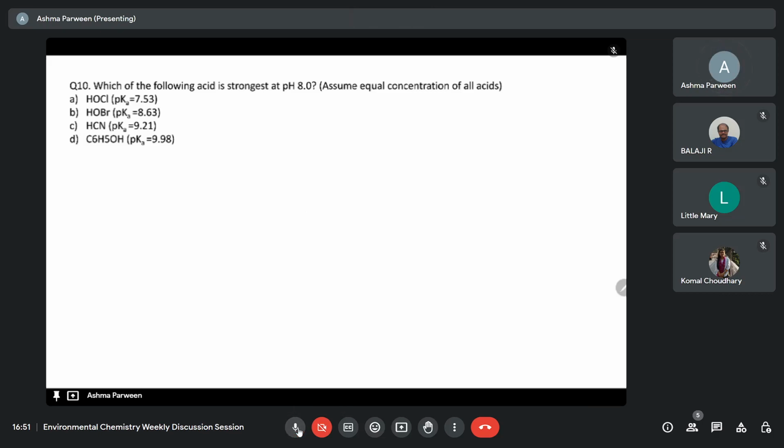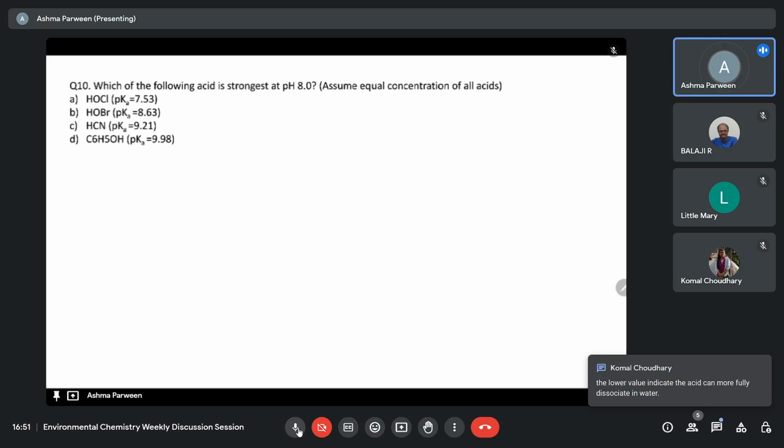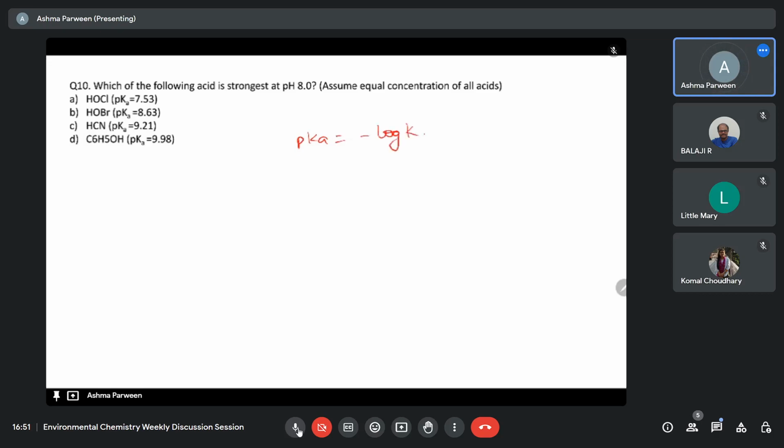So let's see which one is the strongest acid at pH 8. pKa is minus log of Ka. So the higher the value of pKa, the weaker the acid, and the lower the value, the stronger the acid. But we have been given a certain pH, which is 8. So let's see how these acids dissociate in water at pH 8.